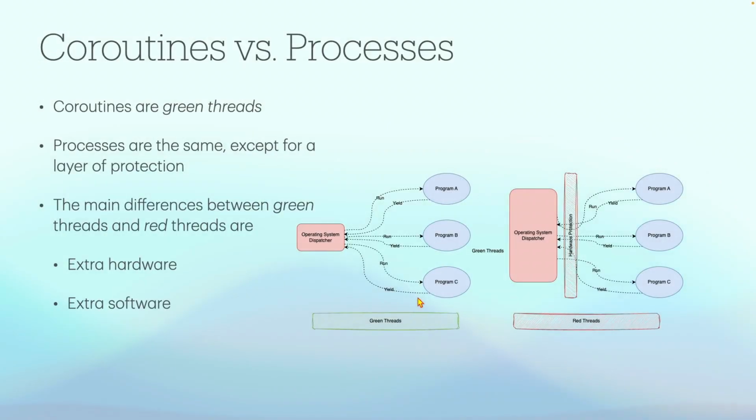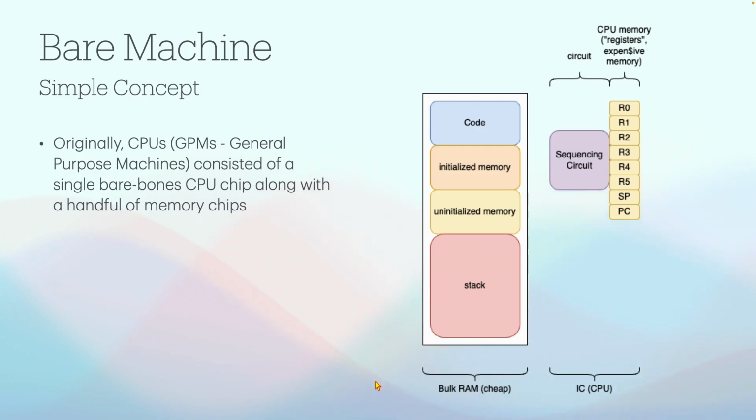The difference between coroutines and processes. Coroutines are just green threads. Processes are the same, except for a layer of protection. The main differences between green threads and red threads are extra hardware and extra software. Originally, CPUs, which I call GPMs, general purpose machines, consisted of a single bare-bones CPU chip along with a handful of memory chips. It was a simple concept.